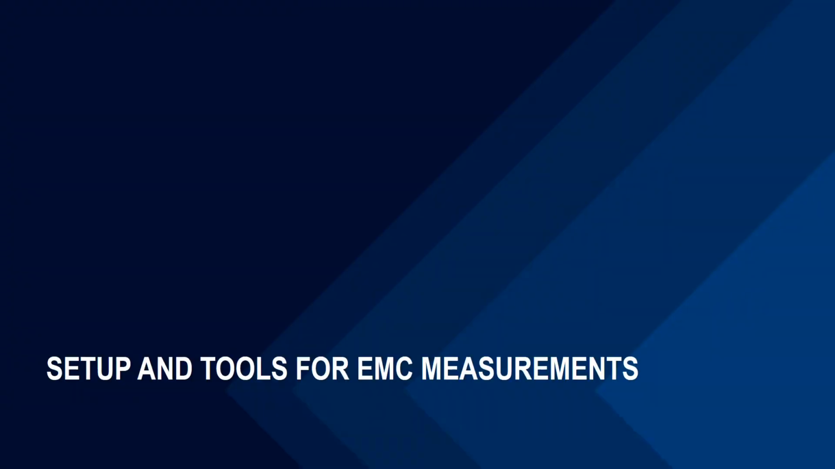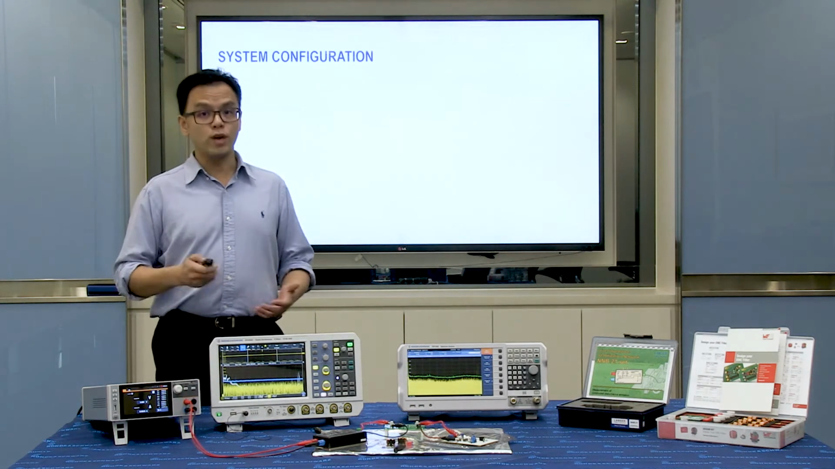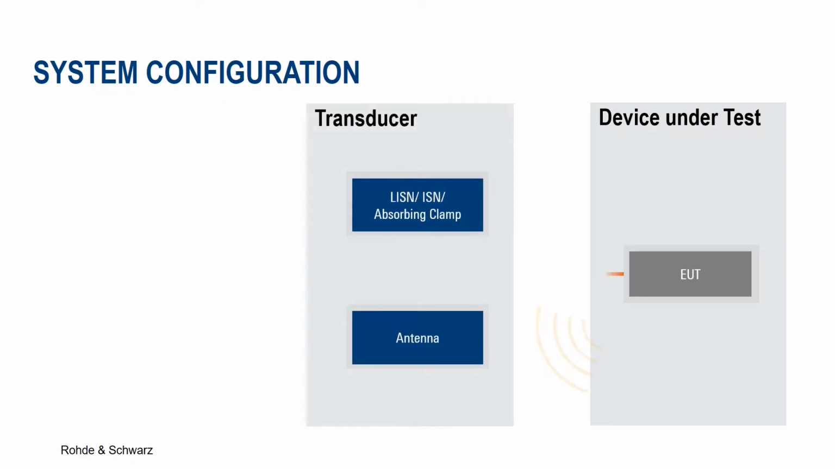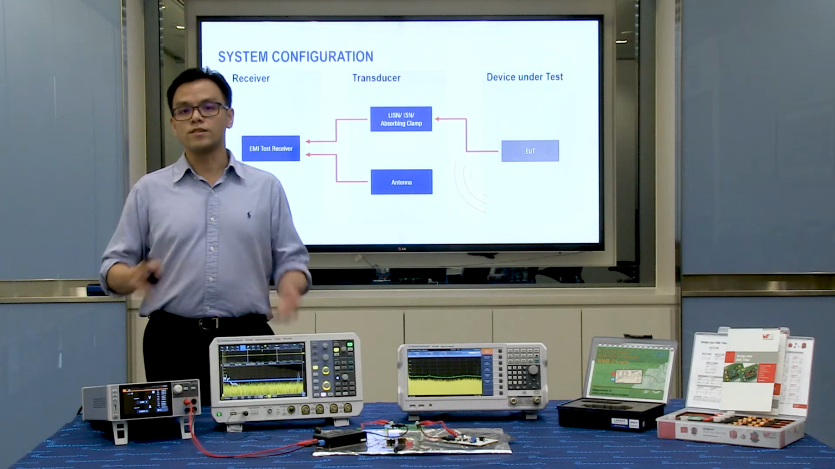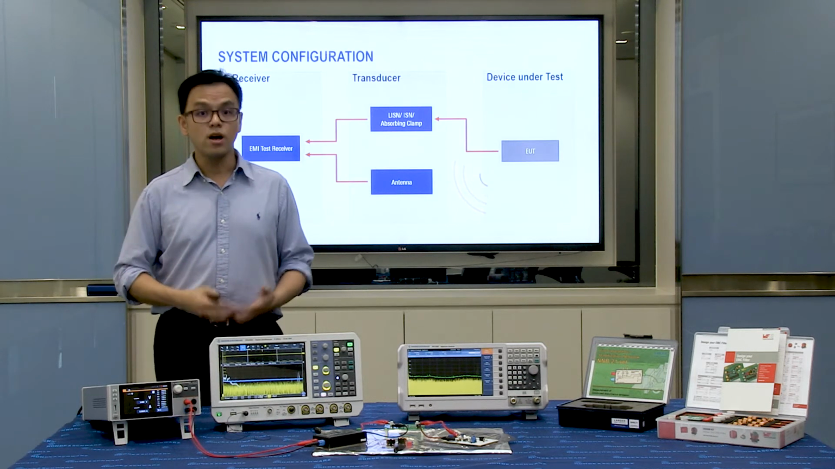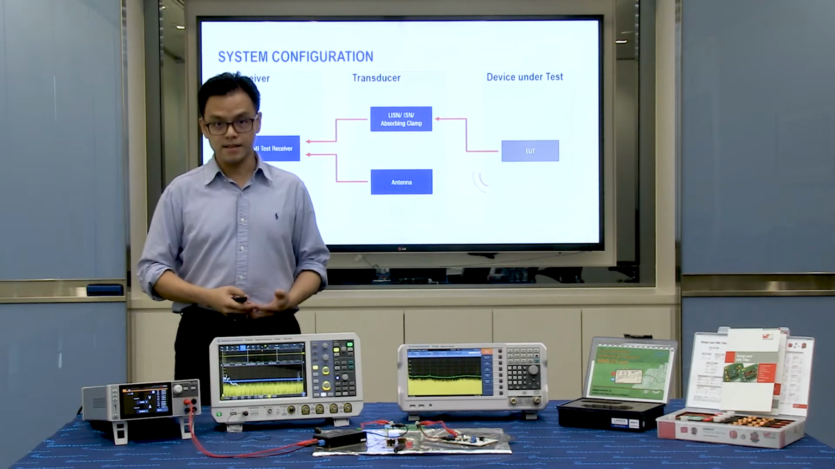Next, we look into the setup and tools regarding this measurement. Within a system configuration, there will be a device or equipment under test. A transducer is used to convert the conducted or radiated energy for the EMI test receiver. A conducted measurement will usually need a LISN or absorbing clamp, while a radiated measurement uses an antenna.